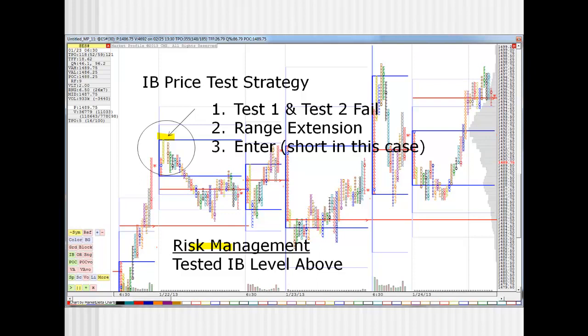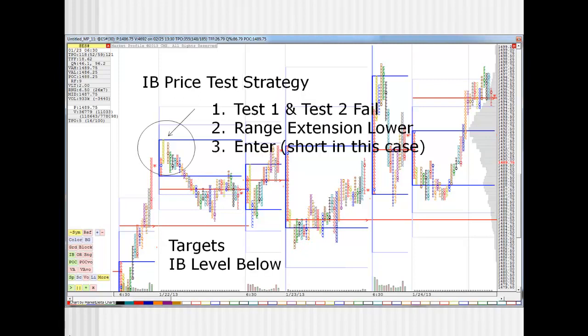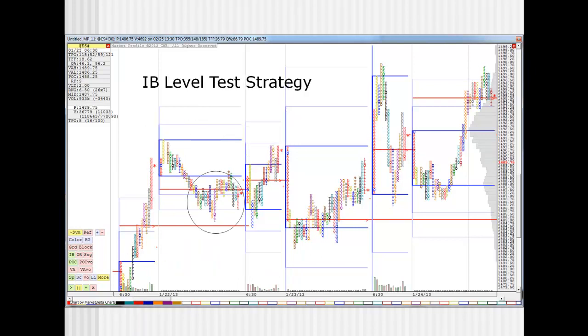And as we discussed, our targets will be, let me backtrack here, the IB levels below. All right, let's continue on with other examples of this strategy. So far, I have focused our attention on the actual initial balance high and the initial balance low.